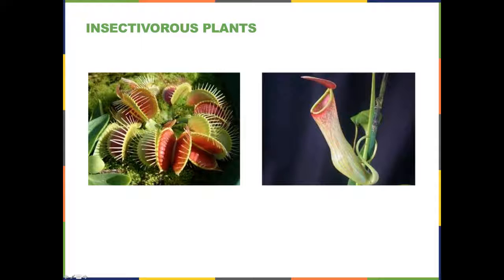Now over here we have a Venus flytrap. Everybody knows what happens is that the insect lands in this area. There's something in here that's attractive to the insect. It lands in this area, and then this closes and the insect can't get out.